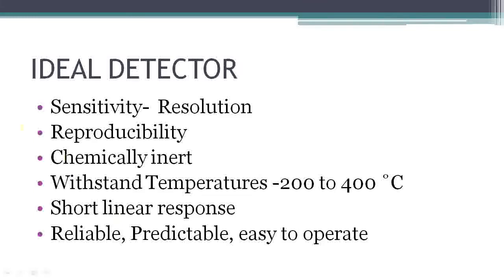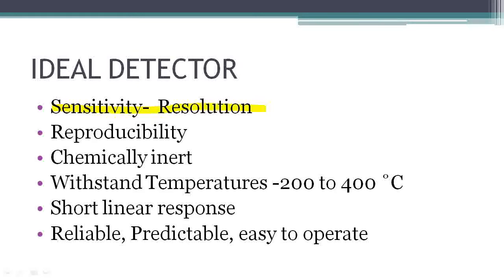Now, an ideal detector. What are the properties of an ideal detector? It is very sensitive. It has a good resolution. For example, if you keep on decreasing the sample size, a point will come when the sample almost turns to zero. In that case, the detection will become infinite. So that is not practical, right? But reasonably, it should be able to detect a smaller sample size. So that's about resolution.